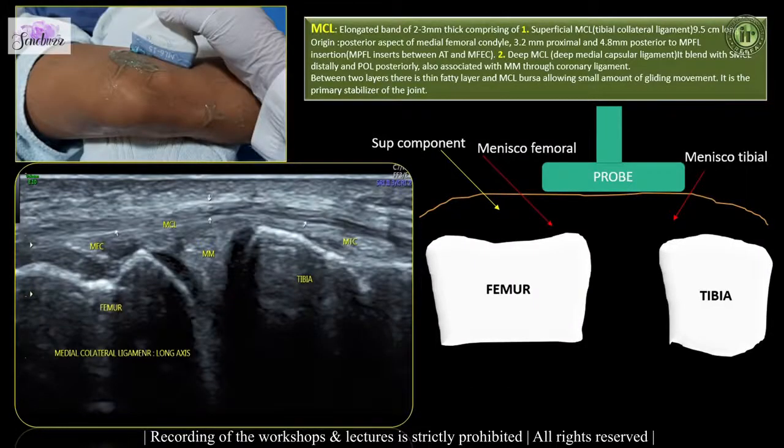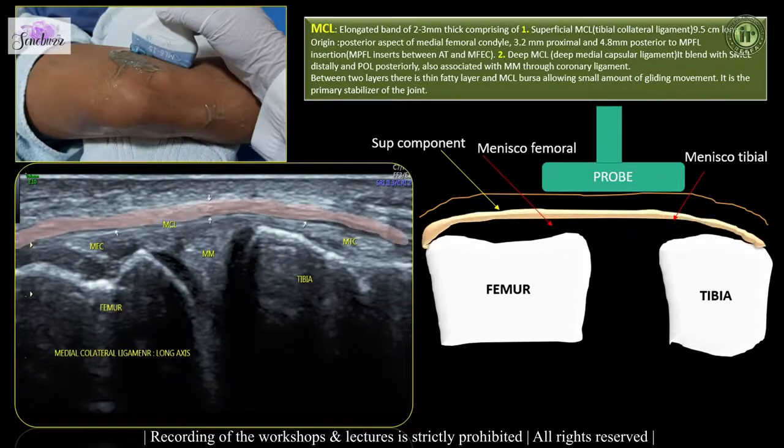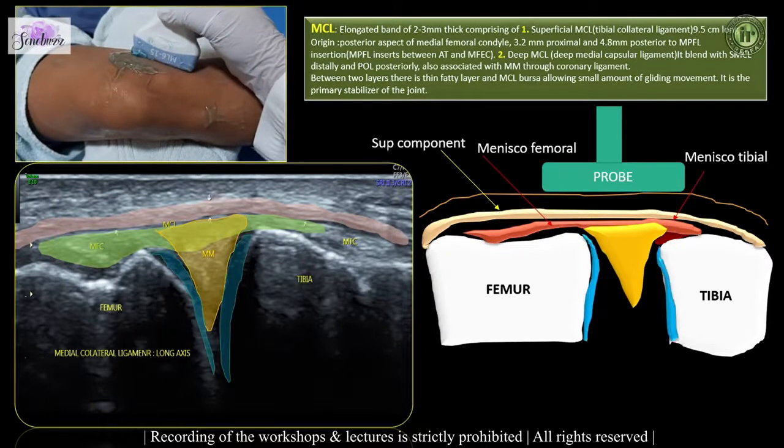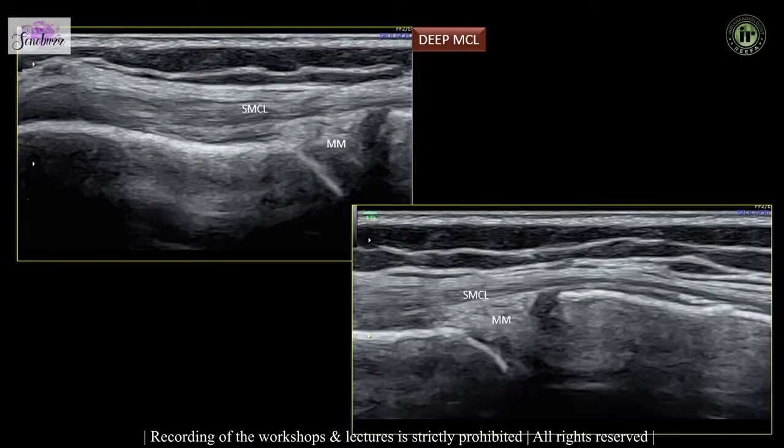On the medial aspect from superficial to deep, we have the superficial MCL, and the deep MCL, which blends with the medial meniscus, which appears as a triangular echogenic structure lying between the articular surfaces of the femur and the tibia, which are covered by articular cartilages. So the deep MCL is actually a thickened capsular ligament, and it underlies the superficial MCL and is fused with the meniscus. It has a 15 millimeter long meniscofemoral component and a 5 millimeter long meniscotibial component that fuses with the superficial MCL distally.